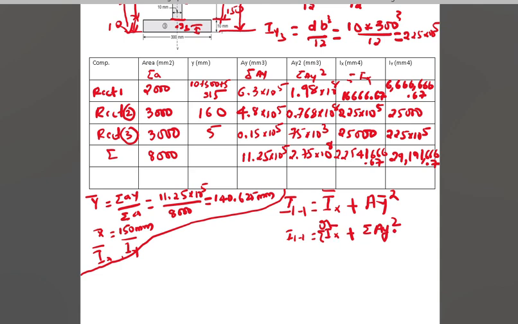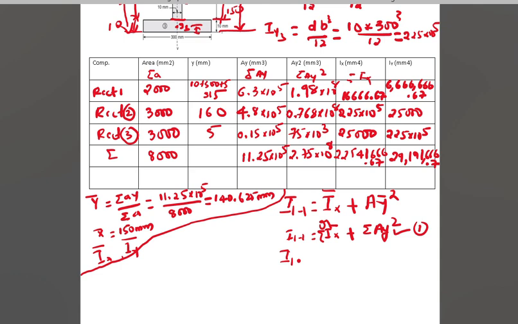Now see this value. With the help of the tabular column you will get summation of Ix, that is this value, and summation of Ay square is this value. So by substituting these values you will get the value of I11. Then with the help of the I11 value we are going to calculate the value of Ix bar.